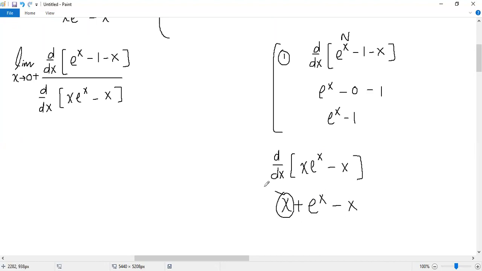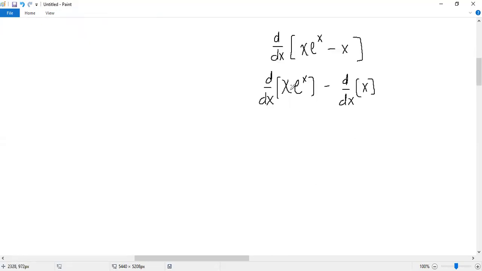In that case, I would take the derivative of this separate, and the derivative of this separate, and the derivative of this separate. This is x e to the x, so these are actually being multiplied. So I take the derivative of this together minus the derivative of this. And this is of course being multiplied, so I actually have to use the product rule here.